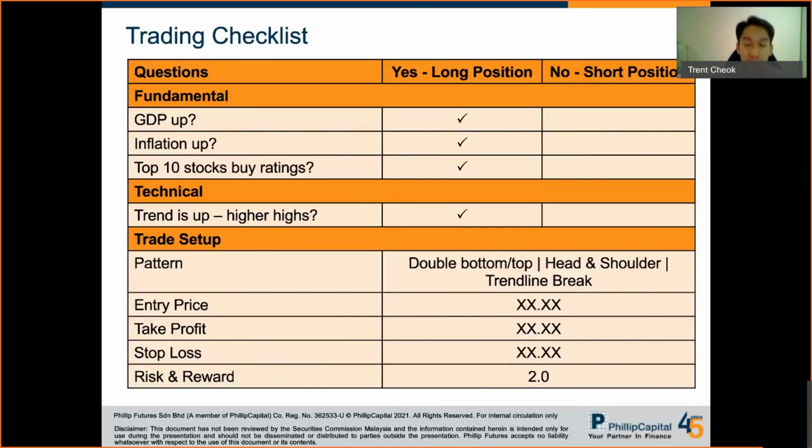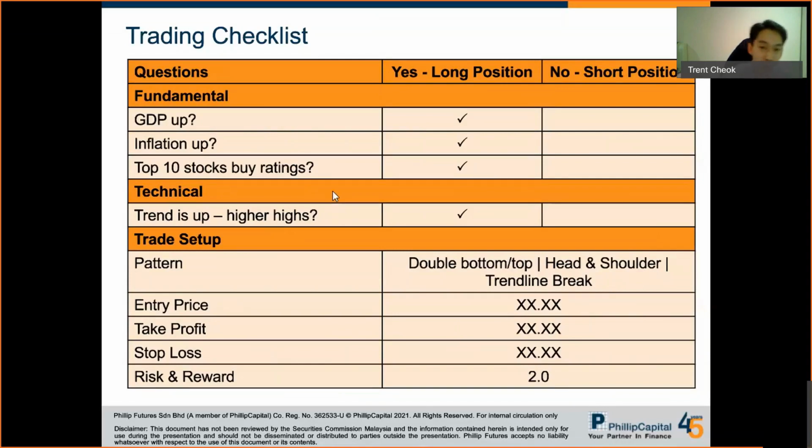For the fundamental analysis and all the technical analysis methods that I teach you, it's up to you how you want to modify it. Maybe you don't want to use GDP. You can use other economic indicators as well. Whichever suits you, you can just replace on the list. Okay, so for this trading checklist, based on the method that I shared with you earlier, you can create this checklist.